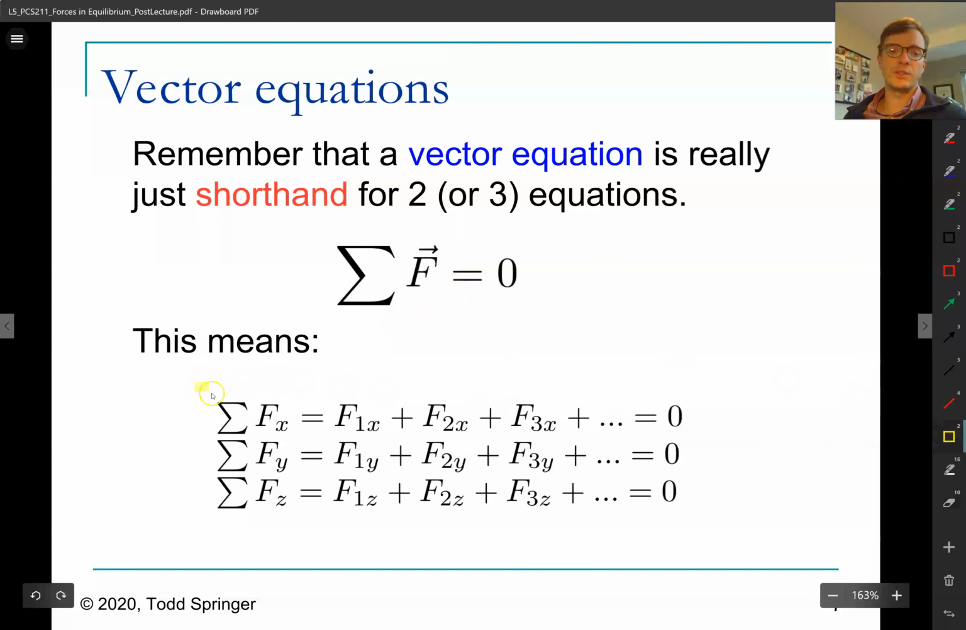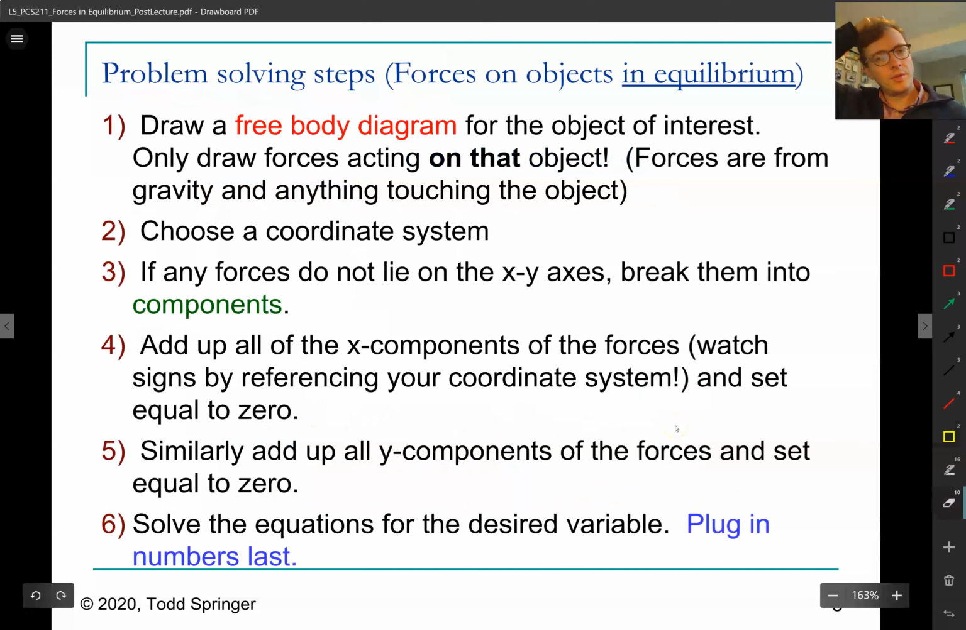Those 3 equations are that the x components have to add to 0, the y components have to add to 0, and the z components have to add to 0. So if I add up all the forces in the x direction on the object, it adds to 0. Same thing for the y direction, same thing for the z direction. Okay. So that's basically it. That's the whole lecture right there. Just add up all the forces. They must add to 0 in x, y, and z directions.